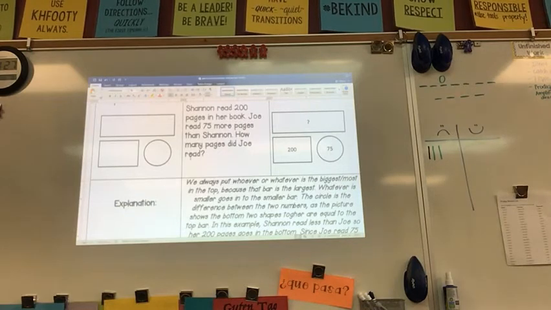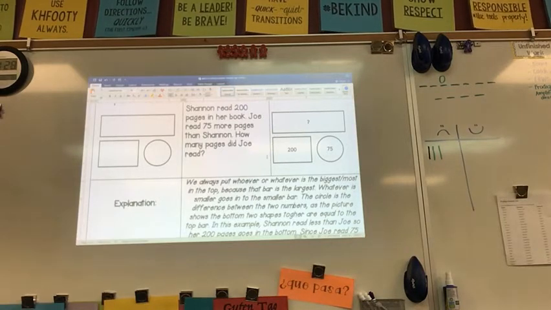Well, friends, we have to think first. Who read more, Shannon or Joe? It says Joe read 75 more than Shannon. So who read more? Olivia. Joe read more. So usually you would put a J here, right? To remember that, hey, Joe read more, so he goes on top. Shannon read less, so an S could go here for Shannon.